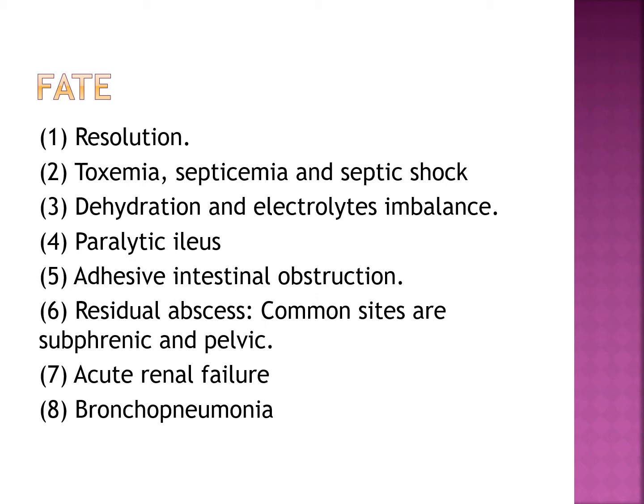If the localizing factors are working well, they can lead to residual abscess formation, which commonly occurs in the subphrenic, iliac, and pelvic areas. Finally, acute renal failure as a complication of septic shock or hypovolemic shock can supervene, and bronchopneumonia from spread of infection from the peritoneum into the pleural space. So these are the sequelae and complications of acute peritonitis.